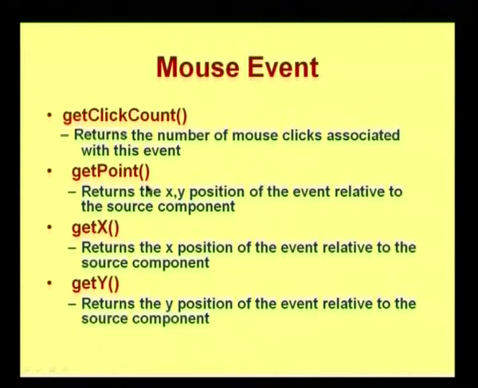Next is get point. Whenever I move my mouse, I can get the x and y position of the event relative to the source component. If I have a container, I will have the x y position of the event. Get x returns the x position of the event relative to the source component. If it is a container, what is the x position and what is the y position relative to that particular container. The get y method returns the y position of the event.